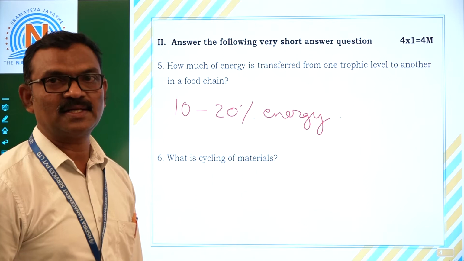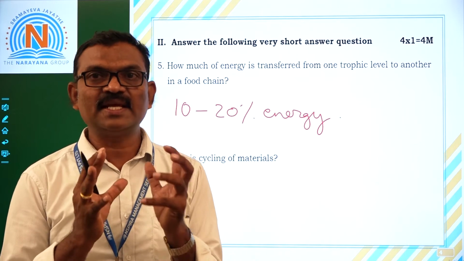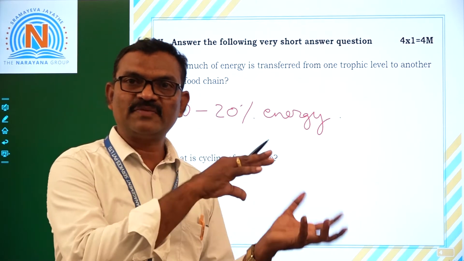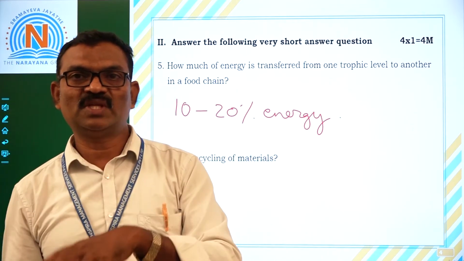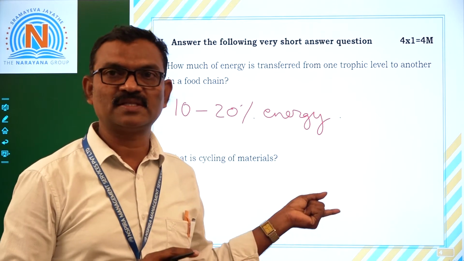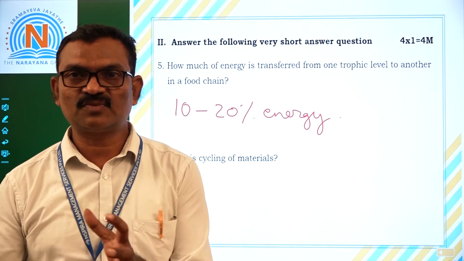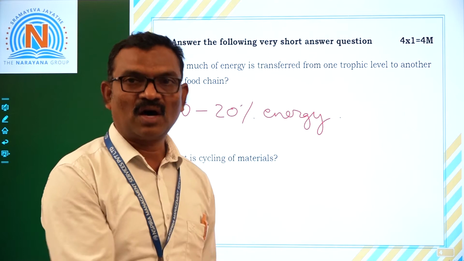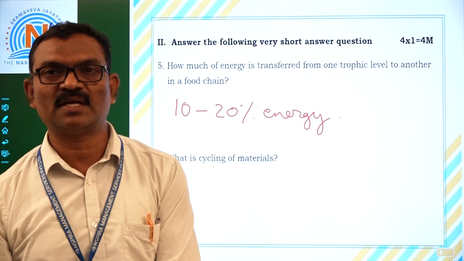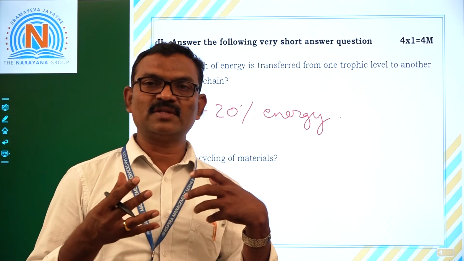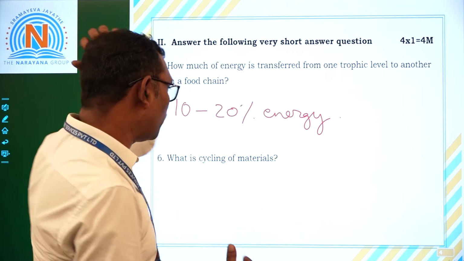What is cycling of materials? In our environment, the materials will flow between organisms and environment and from environment to organisms. This flow is called cycling of materials, or otherwise called biogeochemical cycles. So the materials from the environment enter into organisms. When an organism dies, it decomposes and those materials again get back into the environment. And again from the environment they get into the plants, and by eating the plants these materials enter into organisms. Like this, the cycling of materials takes place.